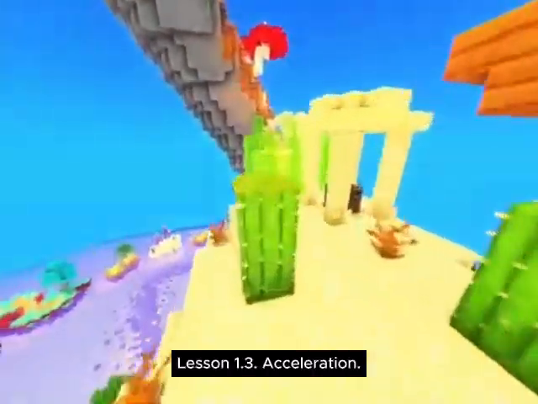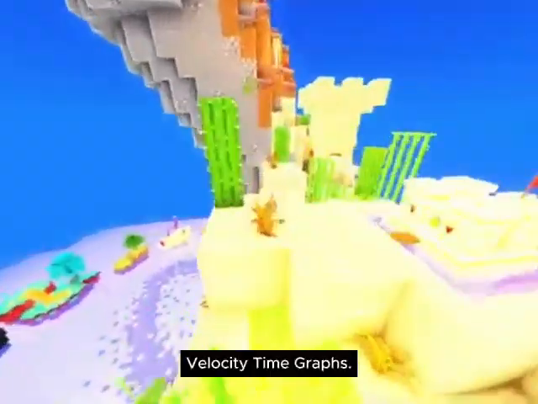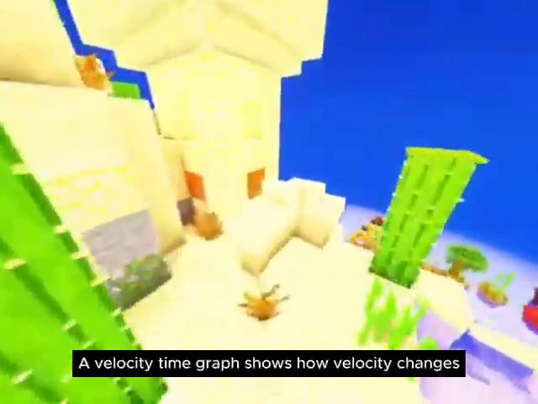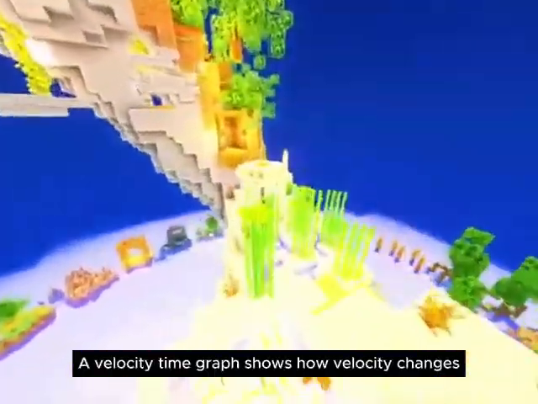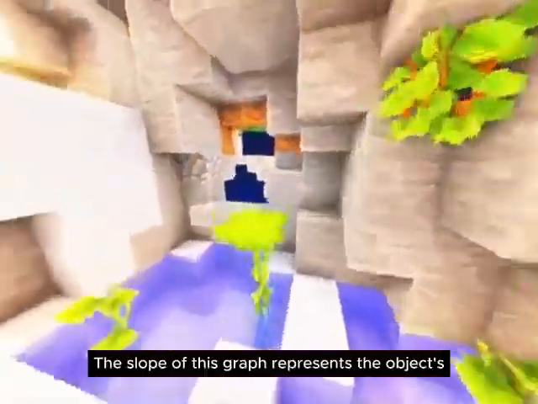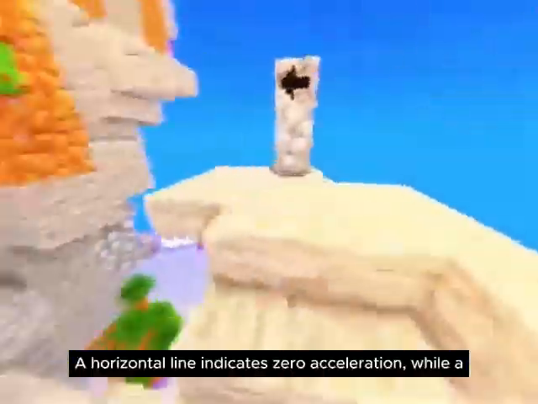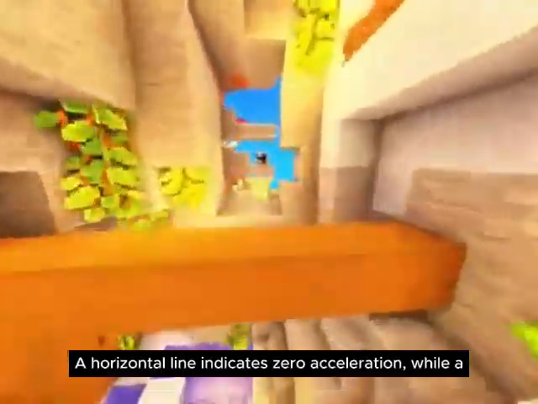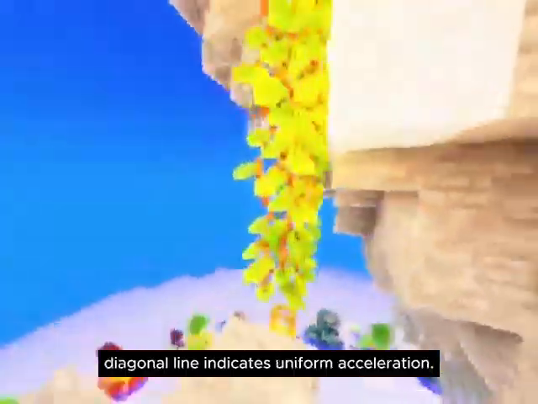Lesson 1.3, Acceleration. Velocity time graphs. A velocity time graph shows how velocity changes over time. The slope of this graph represents the object's acceleration. A horizontal line indicates zero acceleration, while a diagonal line indicates uniform acceleration.